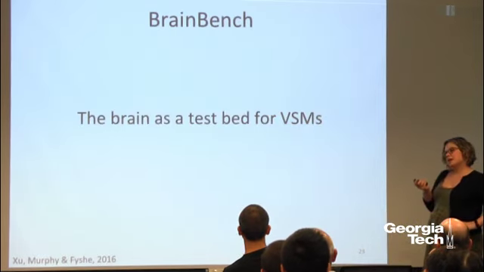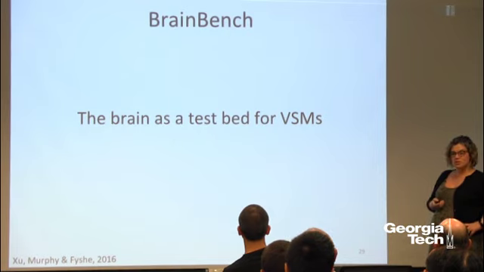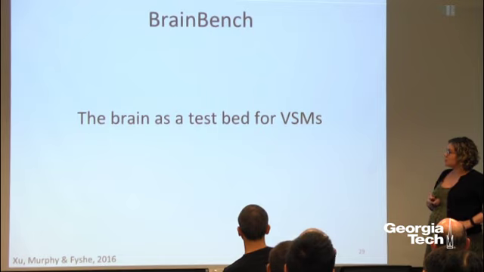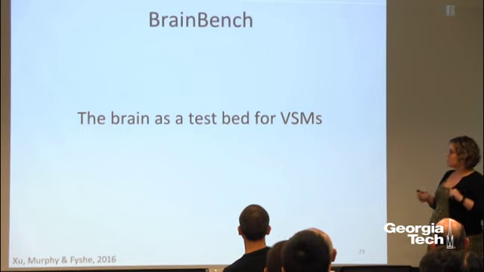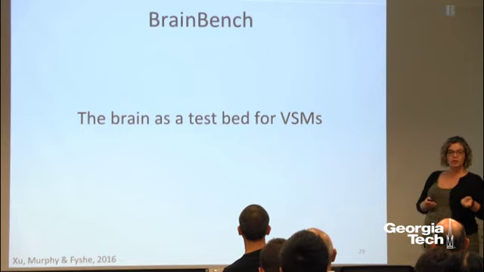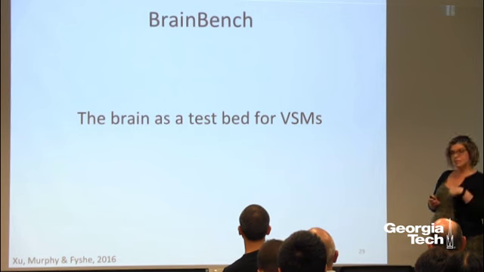So this has been around, I think the first example was the 2008 Mitchell paper. So it's been used a lot, and one thing my group has done is actually assemble a bunch of freely available brain imaging data sets of people reading words and made them available online so that people who build vector space models can test against the brain.